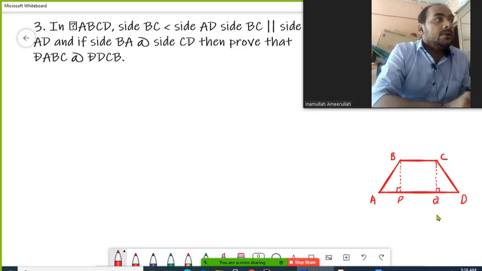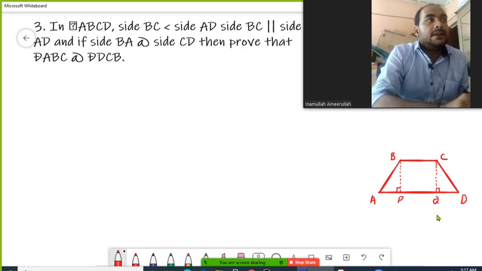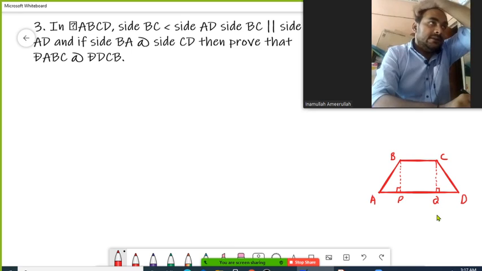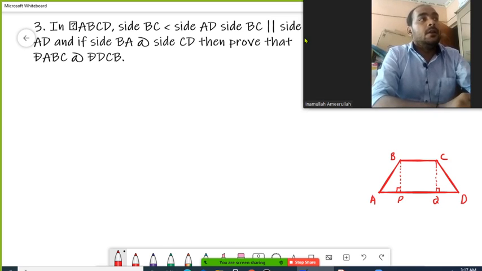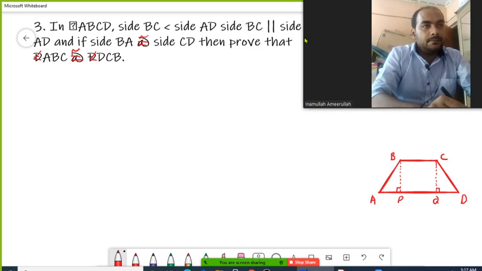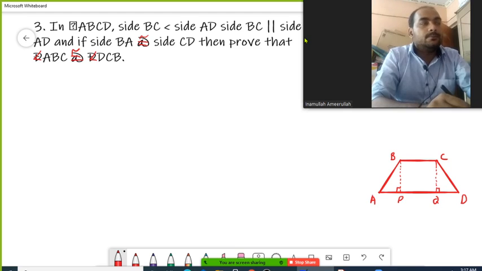This is question number 3. In quadrilateral ABCD, side BC is less than AD, BC is parallel with AD, and if AB is congruent with CD, then prove that angle ABC is congruent with angle DCB. So here we are talking about angle ABC, this angle, and angle DCB, this angle. These two angles we need to prove as congruent.